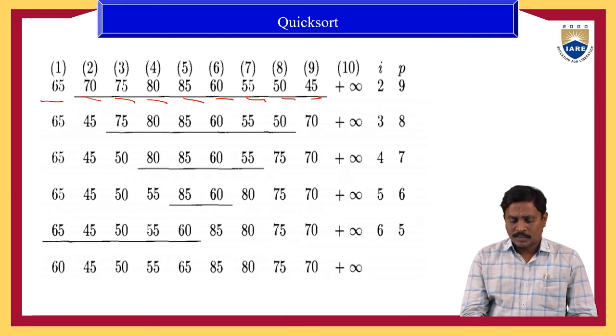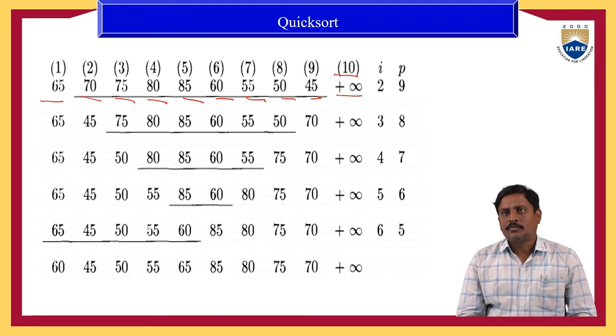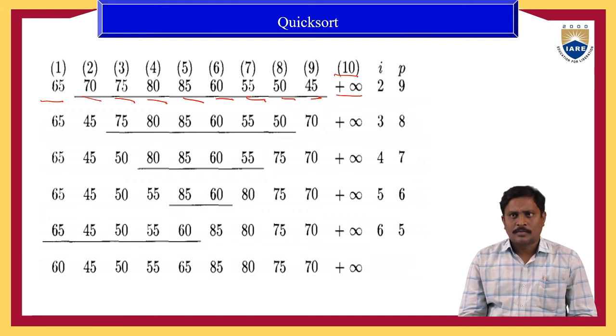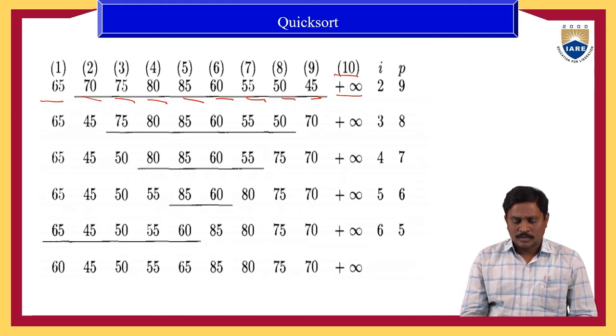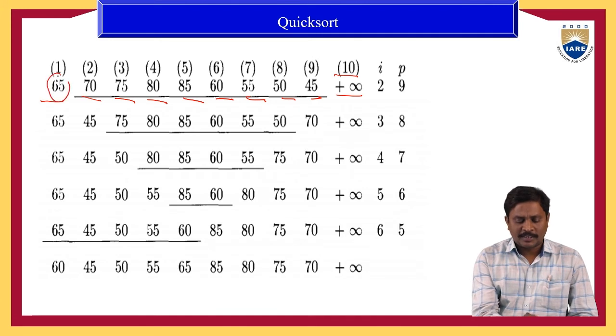Now we take plus infinity. The 10th position we take as an unknown value. Also, we choose the first element as the pivot element, 65. This is the pivot element.